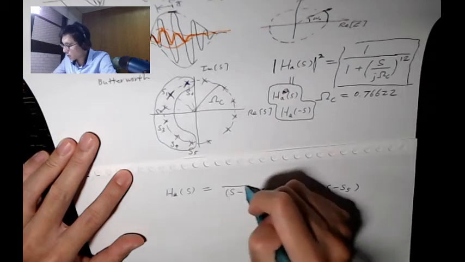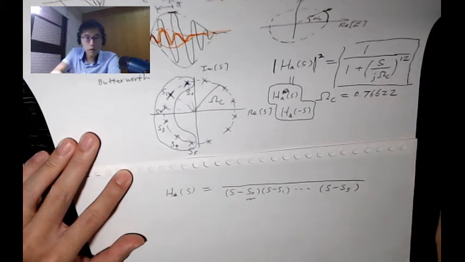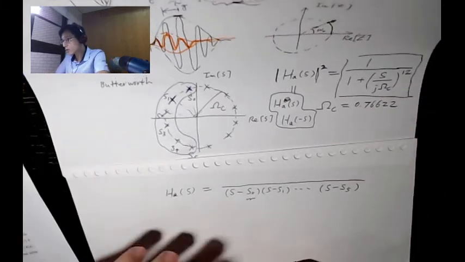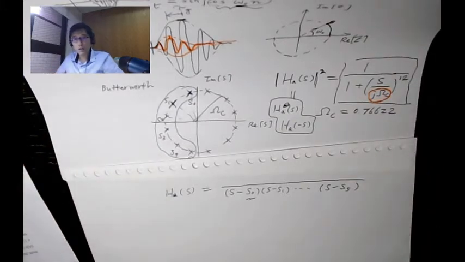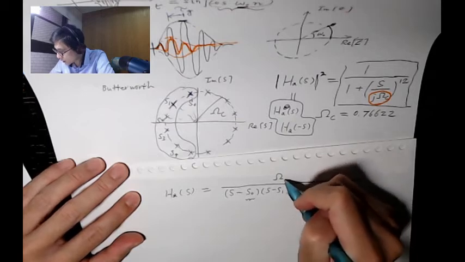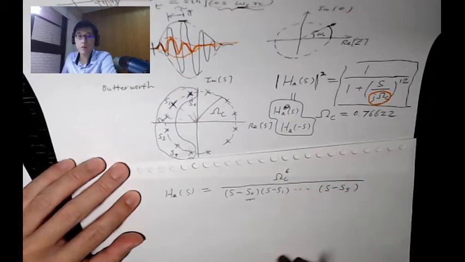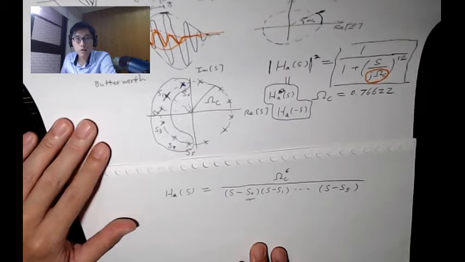And here, for the top part, we will need to move that omega c to the top. This omega c will be moved to the numerator, raised to the 6th power. Okay, so that's our analog transfer function.